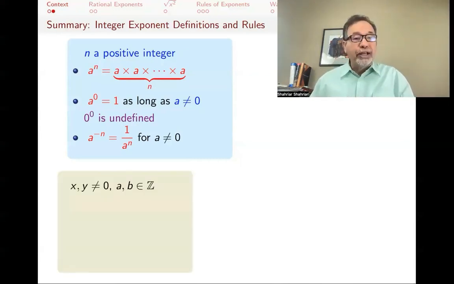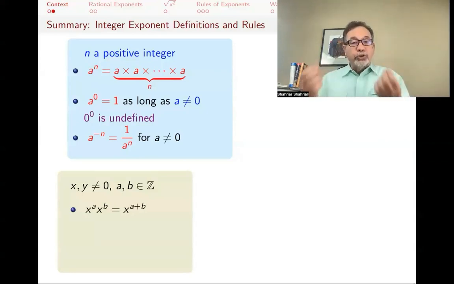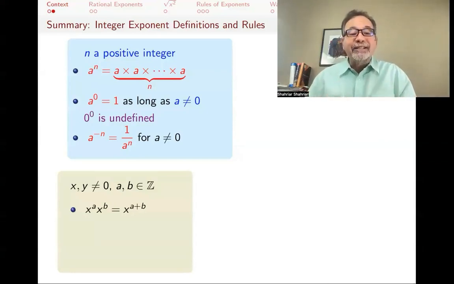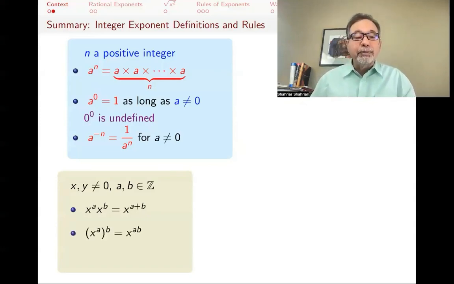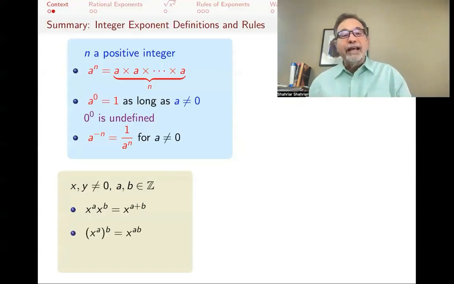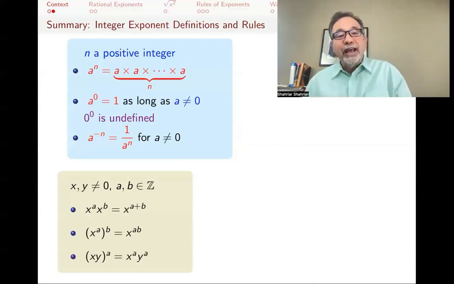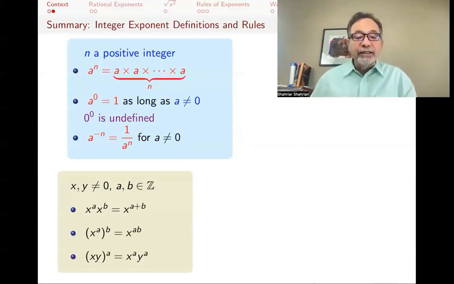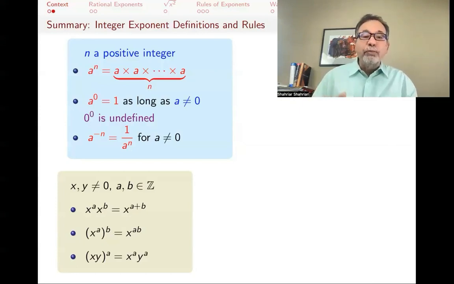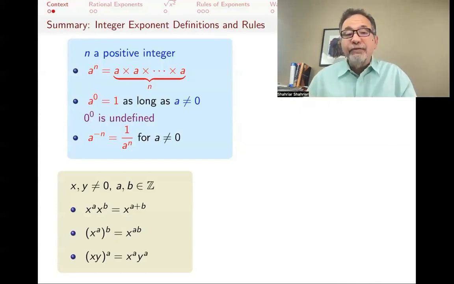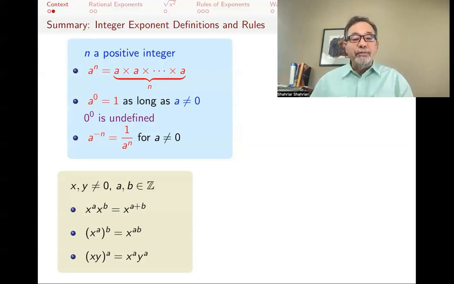Now, the rules: if a and b are integers, those are the exponents, and if the base, the x, is non-zero, then x to the a times x to the b is x to the a plus b, x to the a to the b is x to the ab, xy to the a is x to the a, y to the a. The reason I want them to be non-zero is because some of these exponents could be negative, and therefore you might end up with a 0 in the denominator. Otherwise, these rules work no matter what x and y are and whatever integers a and b are.